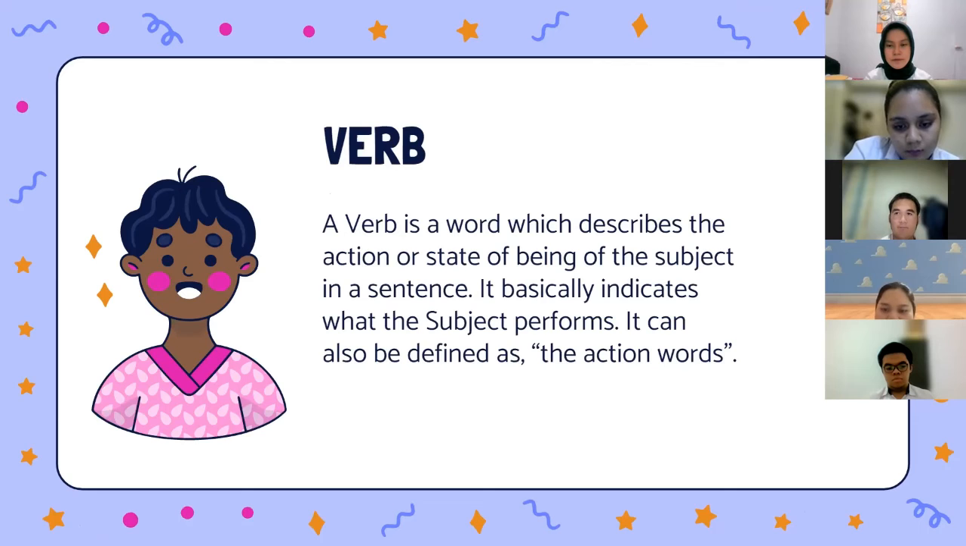Okay, and now I will present about verb. A verb is a word which describes the action or state of being of the subject in a sentence. It basically indicates what the subject performs. It can also be defined as the action words.